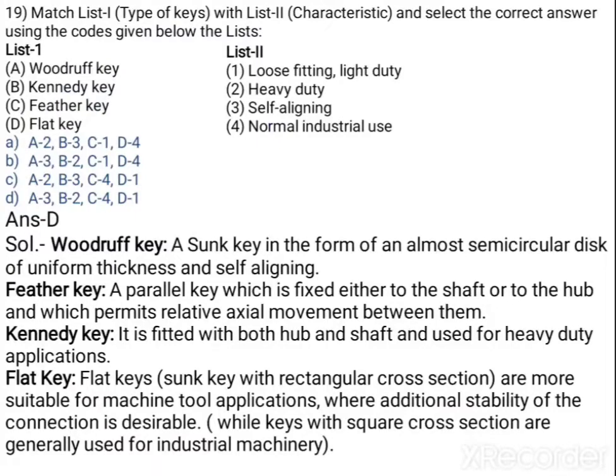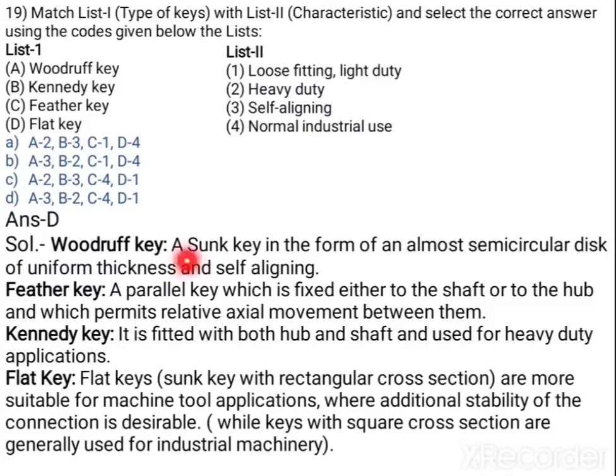Now match the following. You have to match list 1 with list 2. Woodruff key is given in list 1, Kennedy key, feather key, flat key. So for the Woodruff key, the option is here in the solution.